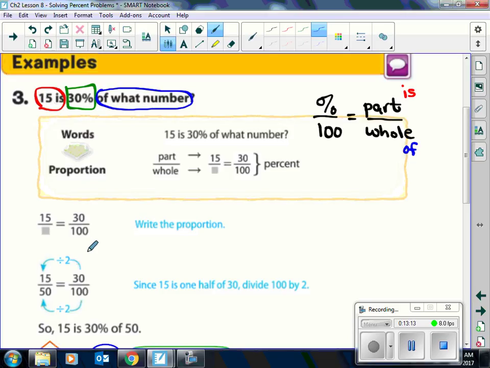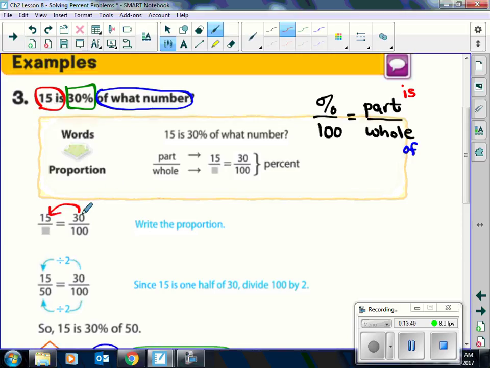Now remember, in the warm-up, we said that a proportion is two ratios or two fractions that are set equal to each other. So these ratios or these fractions are equal. We just have to figure out what goes down there in that gray box, right? So if I want to know how do I get from 30 to 15? We're going to divide by 2.